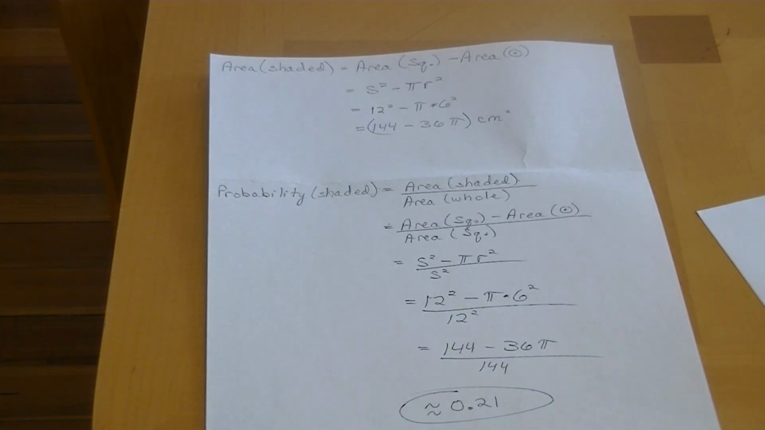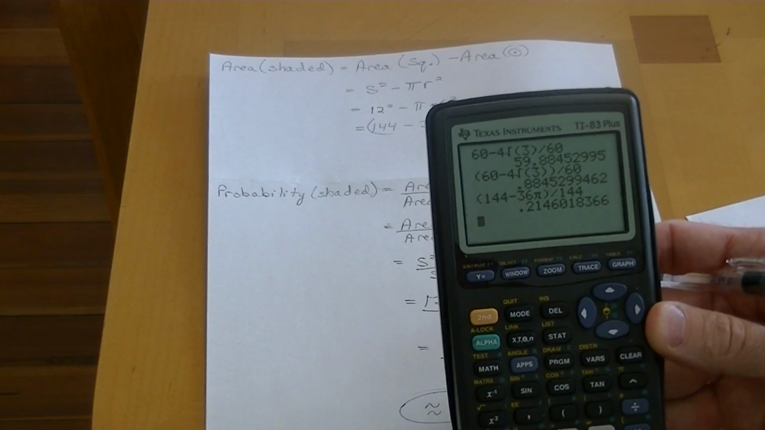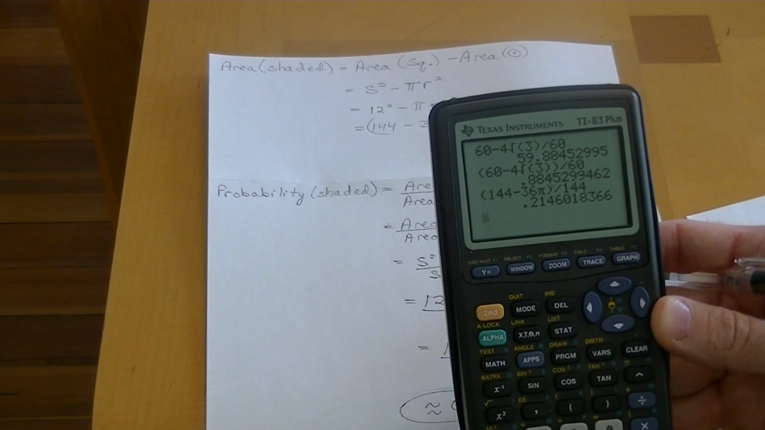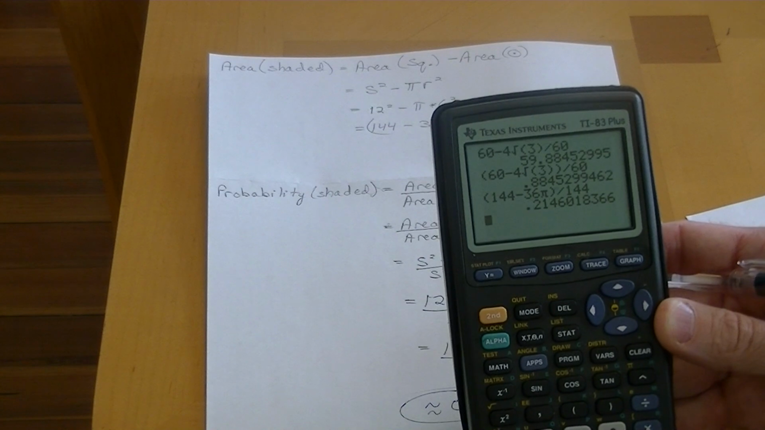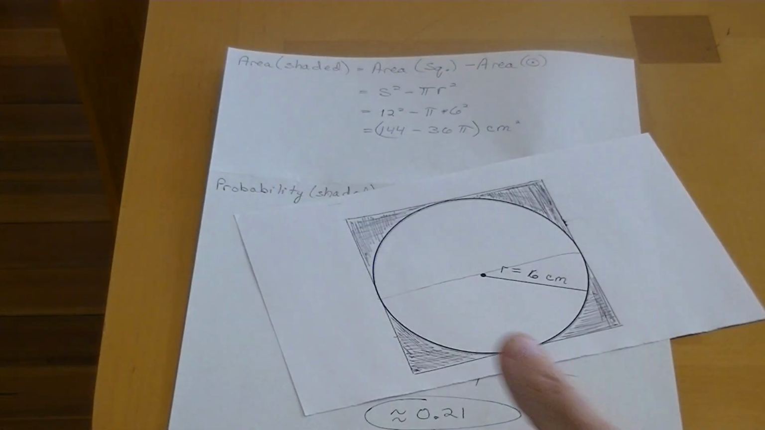So the way that would look on a calculator, I'll type it in real quickly, is this. Notice again I put parentheses around my numerator because I want to say the entire numerator is being divided by 144, and I get 0.21. So about 21% of this square is shaded.